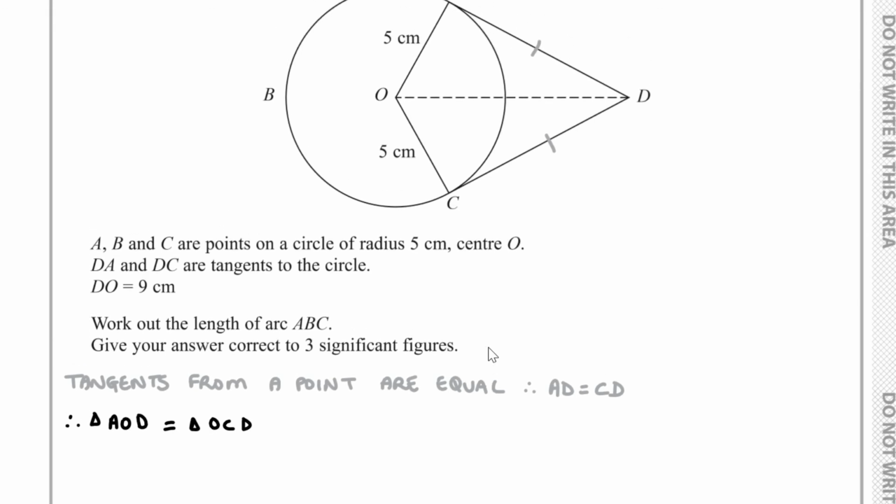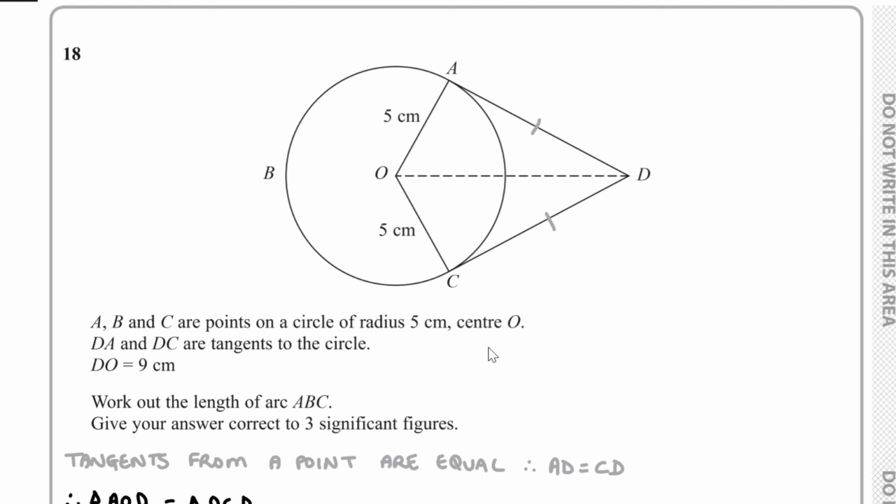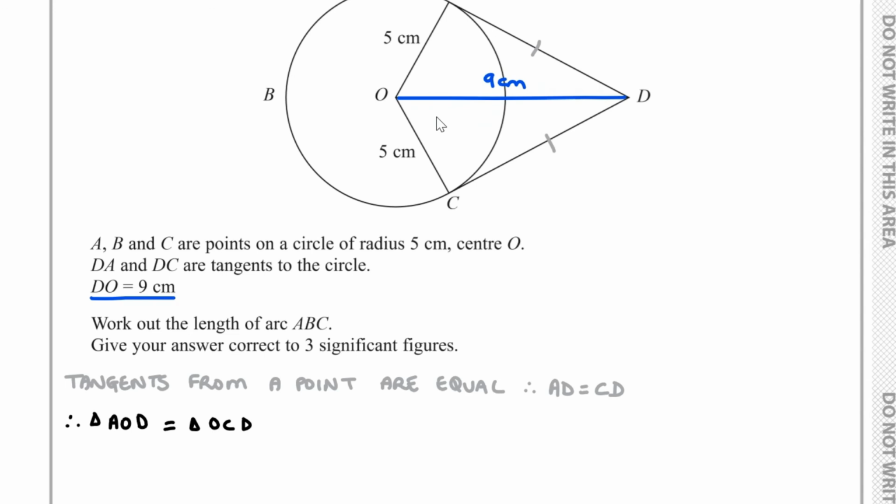Now, for me to work out the arc, I need the angle AOC. So somehow I need to find out the angle AOC. And I know that DO is 9 centimeters, and if that's the case, then this length here is 9 centimeters. So here, we've got 9 centimeters for DO. So what we'll do is we'll draw out the triangle AOD.